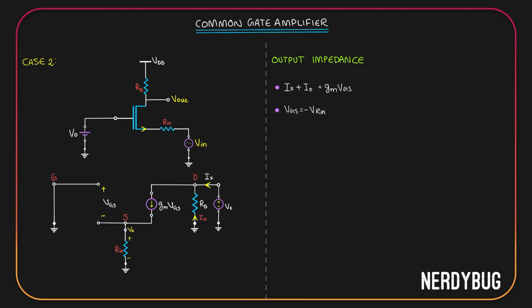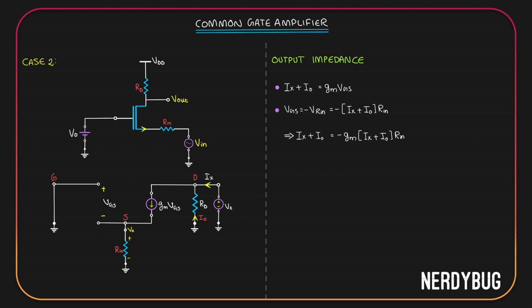Now, current flowing through Rin is GmVGS, which is basically equal to Ix plus I naught. So potential across Rin will be Ix plus I naught multiplied by Rin. So we get VGS is negative of Ix plus I naught multiplied by Rin. I am going to multiply both sides of this equation with Gm. On the left hand side, I'll get GmVGS, but GmVGS is equal to Ix plus I naught.